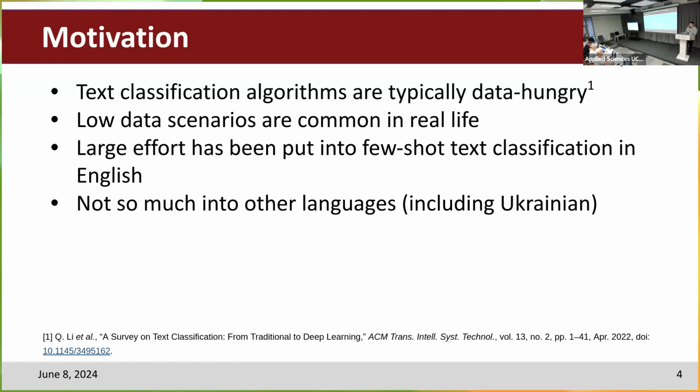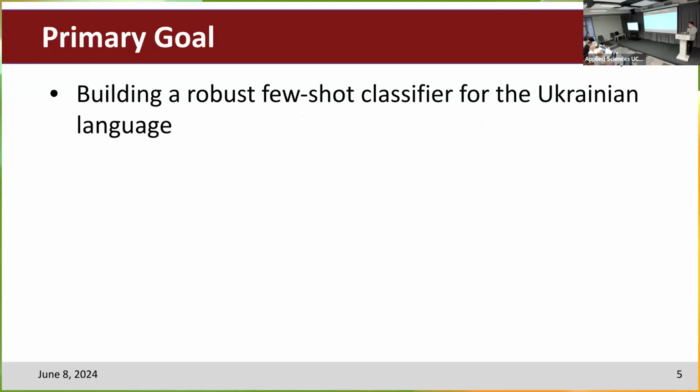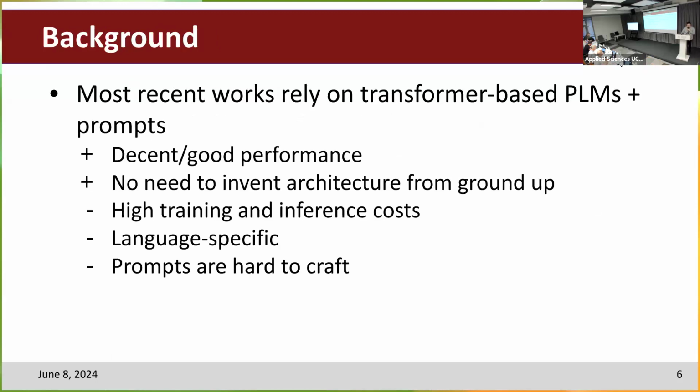Large effort has been put into few-shot text classification in English, but not as much into other languages, including Ukrainian. And therefore, we defined our first and primary goal as building a robust few-shot classifier for the Ukrainian language.